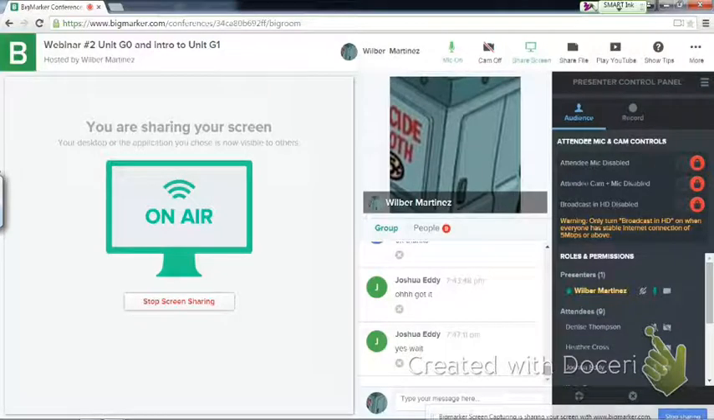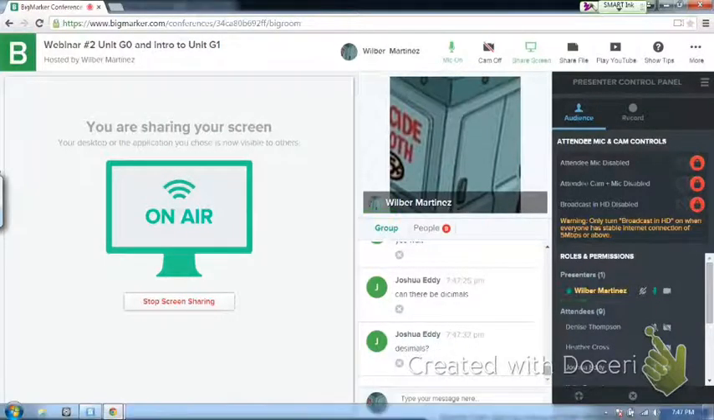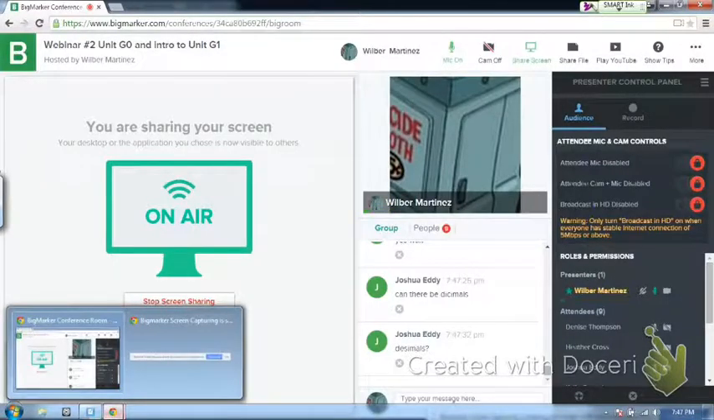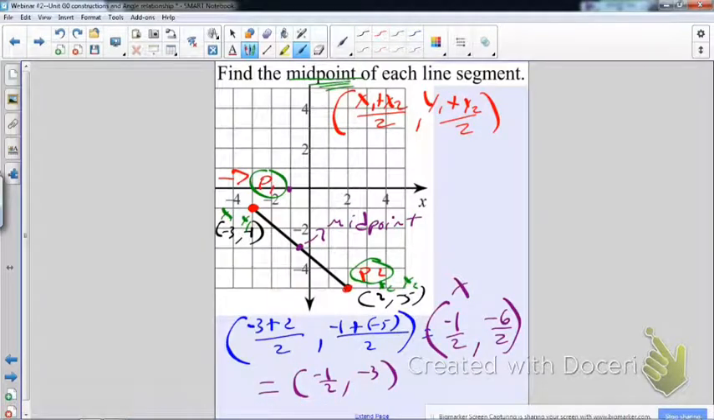Yes, what would you like to ask? Is there any question? Can there be a decimal? Okay, so there it is. Can there be a decimal? The answer to that is yes. Yes, it can. But when we talk about coordinate planes here, as you see here, it's a lot better if we leave it as a fractional form and kind of estimate where a half might be.